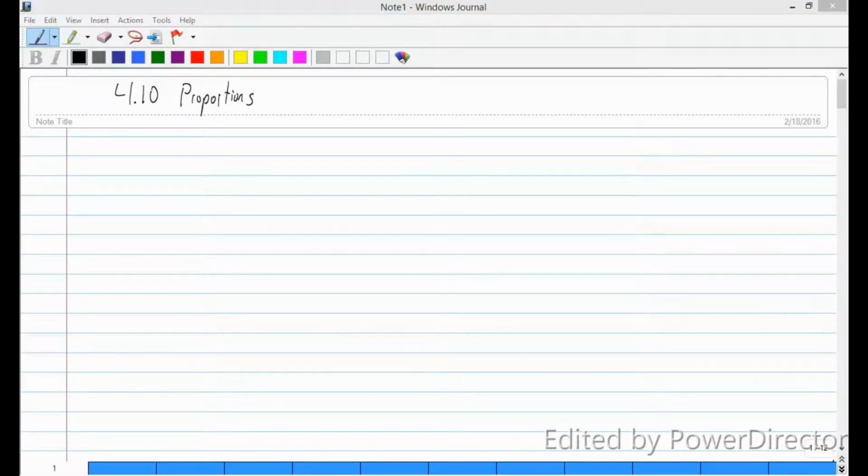And so the last section in chapter 4 is on proportions. So what is a proportion? A proportion measures the fraction of a group that possesses some characteristic.